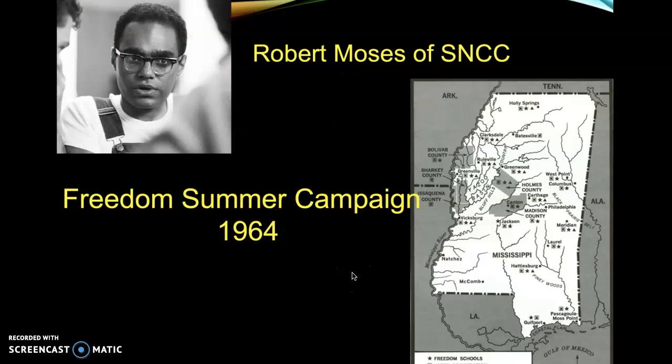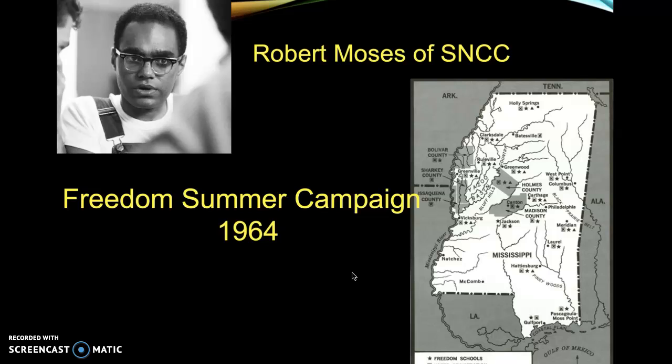So this was a concept conceived by Robert Moses, a college student and a leader in SNCC, the Student Nonviolent Coordinating Committee. Moses had been doing dangerous work trying to register blacks to vote in Mississippi for 3 summers and was frustrated by the lack of progress, the threats of violence, and the fact that the rest of the country didn't seem to be paying much attention to the fact that here 100 years after the end of the Civil War, blacks were still being denied the right to vote in many parts of the South, which is how the existing white political power structure maintained itself.